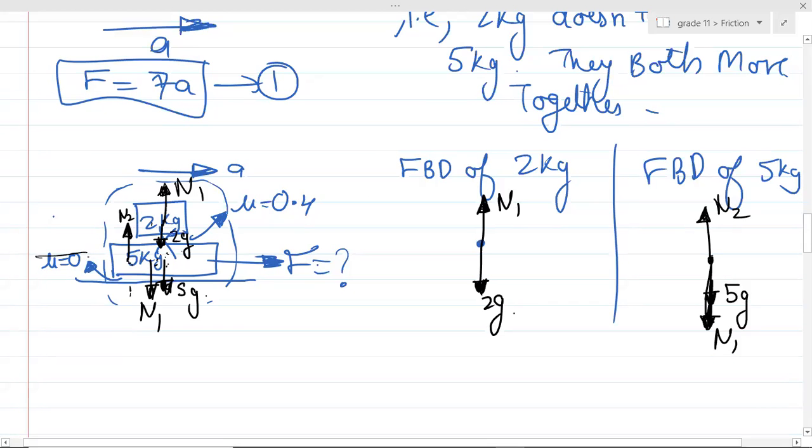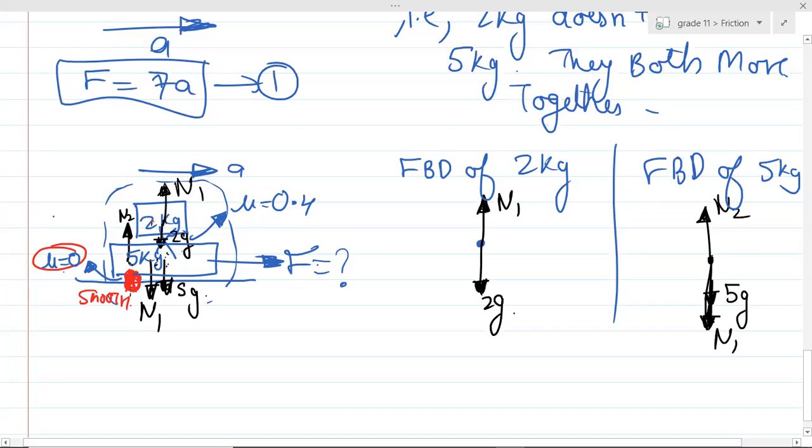Now see over here, guys. The mu over here is given as how much? This is given as 0. That implies this surface is smooth. If this surface is smooth, is there any friction between 5 kg and ground? No friction, right? But here they have given certain mu, so there will be friction between 2 kg and 5 kg.